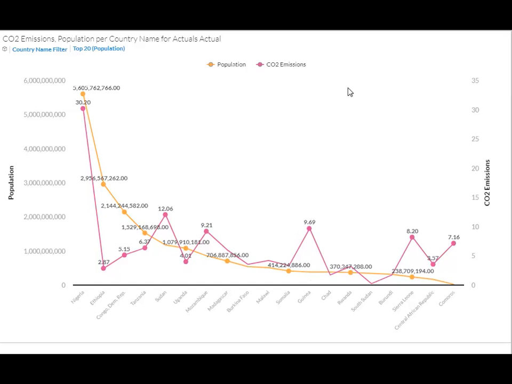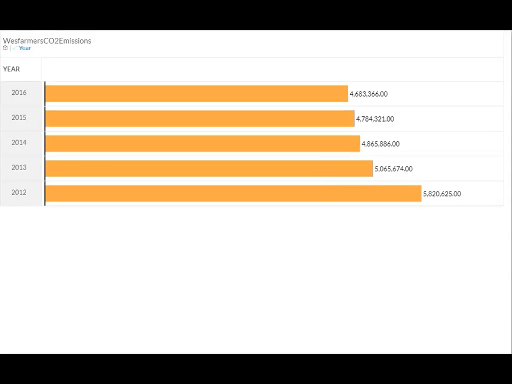Therefore, we thought it is a good idea to take a look at some of the workplaces' CO2 emissions data, Wesfarmers for example. It is quite evident from this graph that they have done really well to reduce their carbon footprints from 2012 until 2016. They have reduced their footprints by almost 20%, which is a great job.